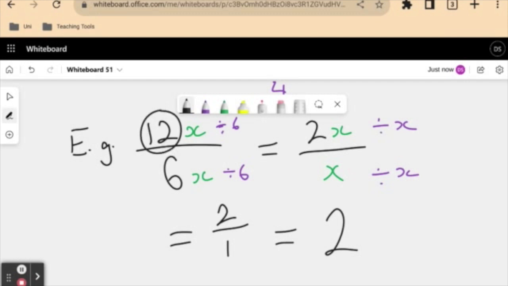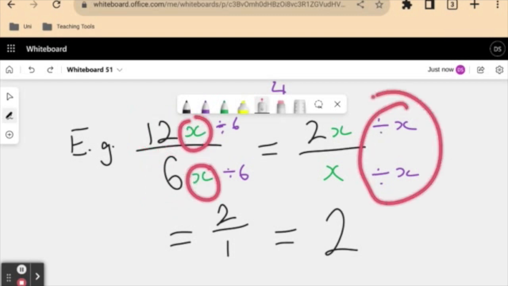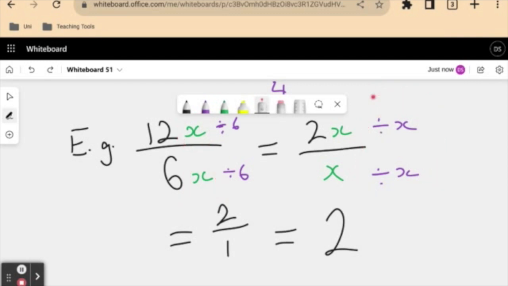Well, we had 6, to use my laser pointer, we had 6 in these numbers, but we also had a common factor of x top and bottom. So that can be simplified as well. Why? Because x can be any number, but they are the same number. So 2 multiplied by any number divided by that same random number can be simplified.